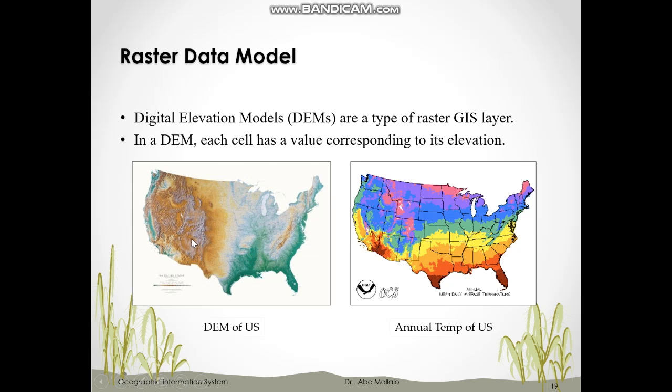In a digital elevation model or DEM, each cell has a value corresponding to its elevation. For example, in these areas we have highland areas, or mountainous areas, and these areas are lowland areas. Or for temperature, as we move to northern latitudes, we have lower temperature, right? So these are examples of the raster data model: temperature, humidity, precipitation maps, elevation maps, or vegetation cover.